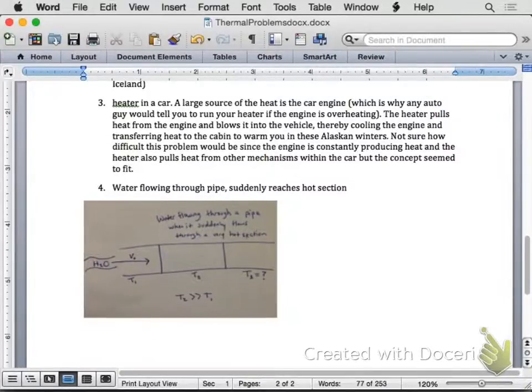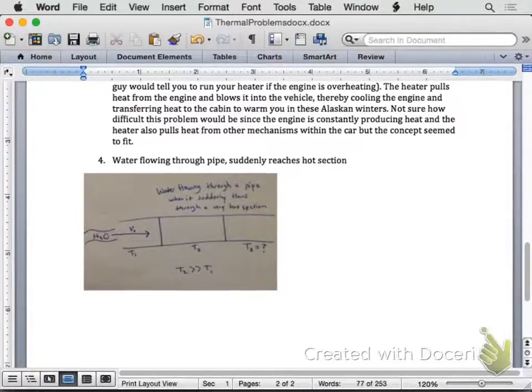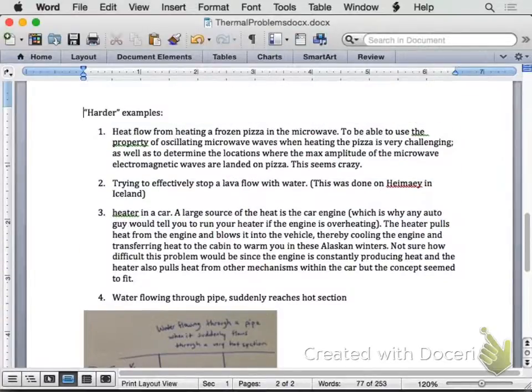And then water flowing through the pipe, where it's flowing at one temperature and then it hits a warmer temperature, and then presumably we would be thinking about the temperature after that, like how much it warms up and how that continues on. So those are a few ideas.